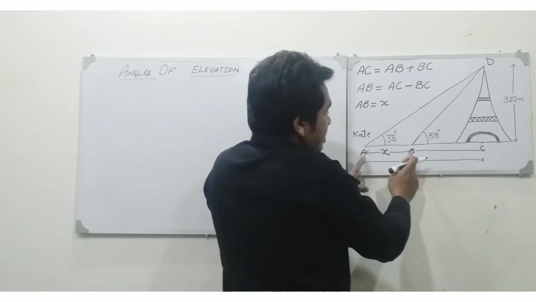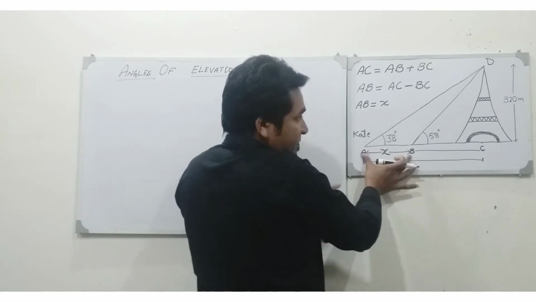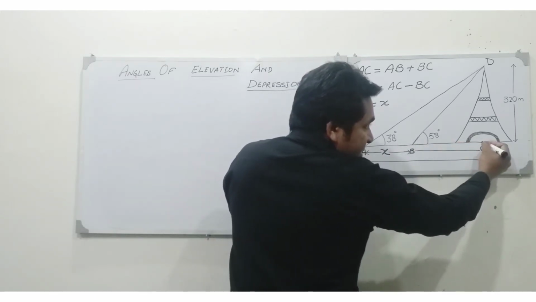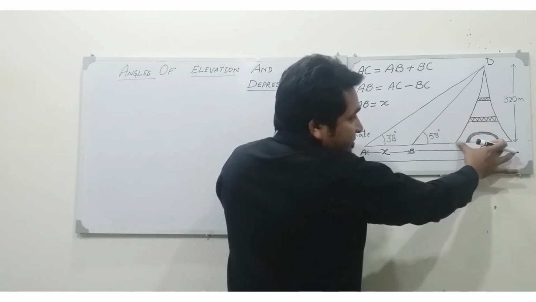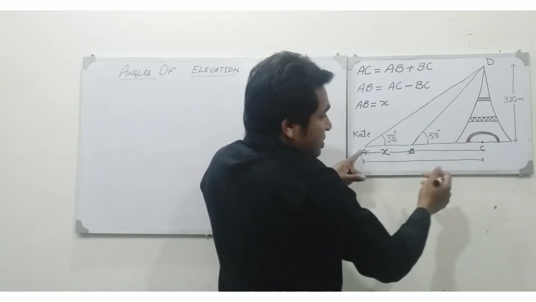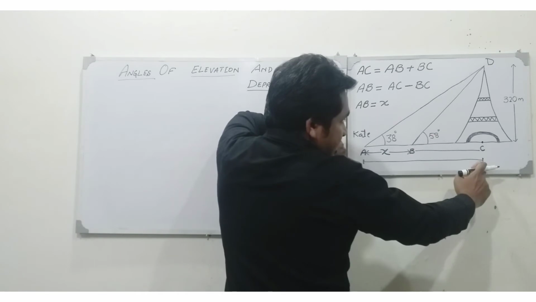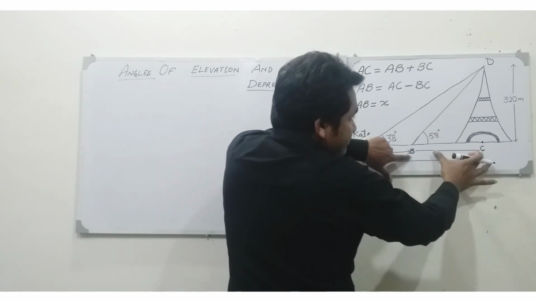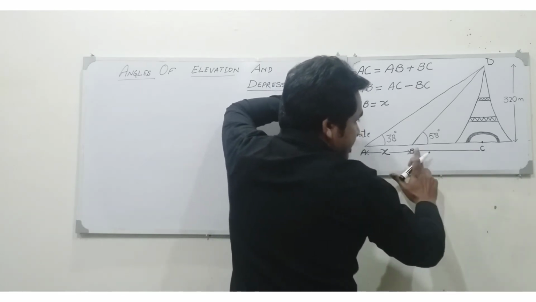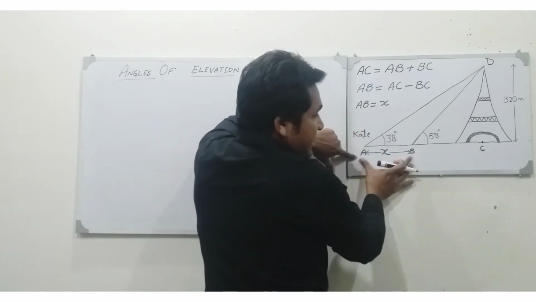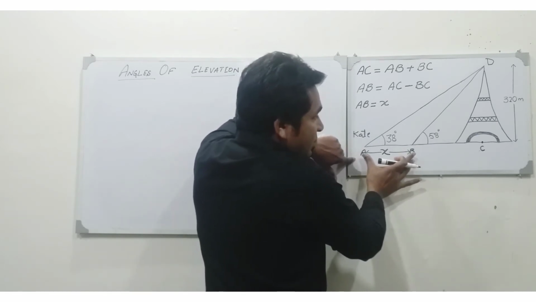I hope you have got it. I have called this distance X, and this we are supposed to find. Point C is the center of the bottom of the Eiffel Tower. First we will find the distance AC, then the distance BC, and then from AC we will subtract BC and we will get AB. This is how we will get the value of X.